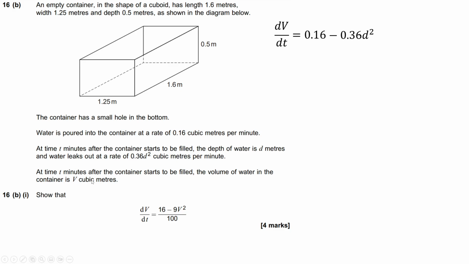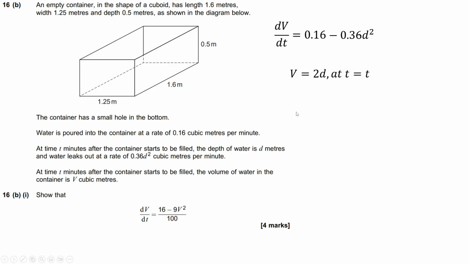Now, at time t minutes, the volume of water is just v. So if you imagine it, the volume of water is just going to be this multiplied by this, multiplied by whatever the depth is, d. Not 0.5, it's d, because the water hasn't fully filled this container. So 1.25 multiplied by 1.6 multiplied by d will just give you 2d. So the volume equals 2d at time t, right?